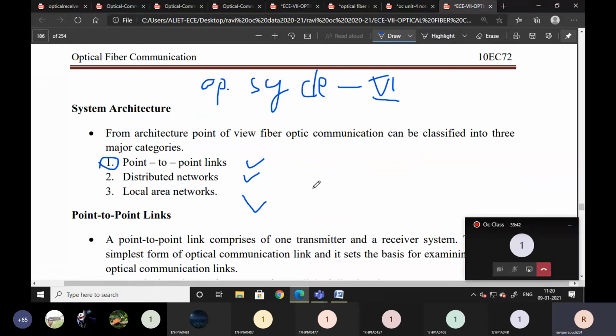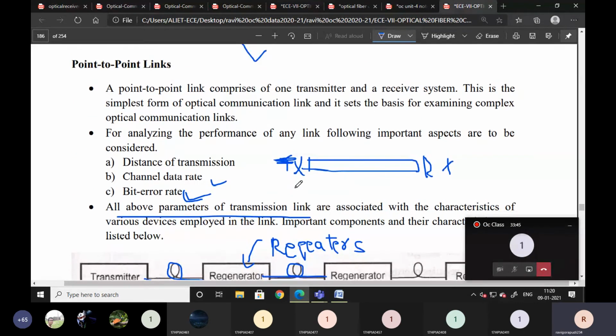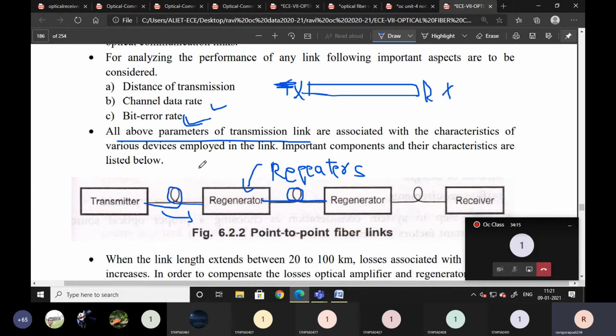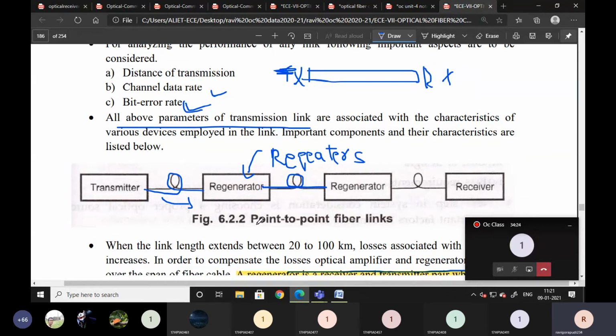These are essential points. In point-to-point links, we are going to connect or design one optical system. There we need a transmitter and receiver. This is the simplest form of general communication link, and it sets the base for examining complex optical communication links. The performance of any link follows these parameters: the distance of transmission, channel rate, and bit error rate. All the above parameters of the transmission are associated with the characteristics of the various devices used in the links. Those are transmitter, receiver, repeaters.